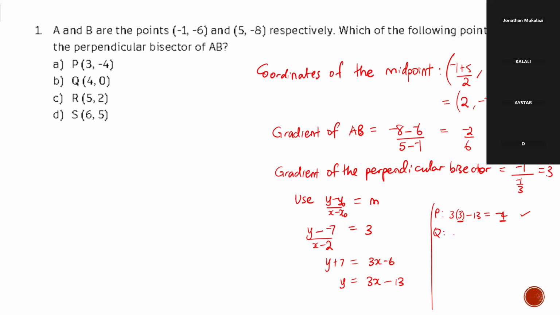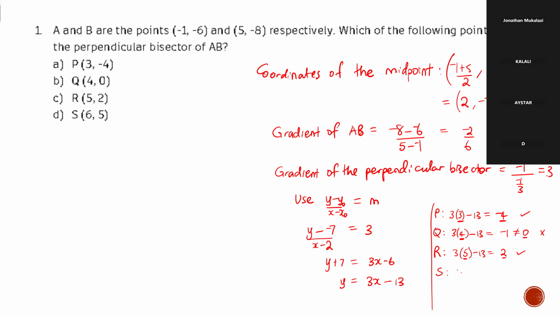If I check for Q, 3 times 4 minus 13 is 12 minus 13, which is negative 1. But this is not equal to 0, right? The point we were given was 4, 0. So this does not lie on the perpendicular bisector. I could also check for point R. 3 times 5 minus 13 is 15 minus 13, which is 2. And my point there is 5, 2. So that satisfies, therefore it will also be on the perpendicular bisector.